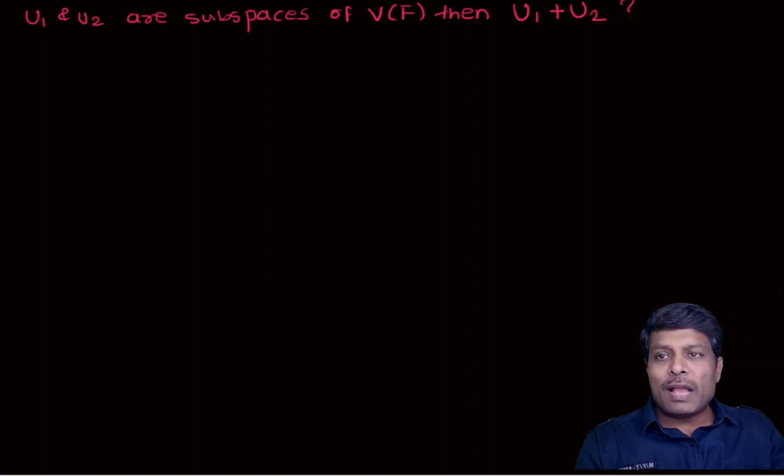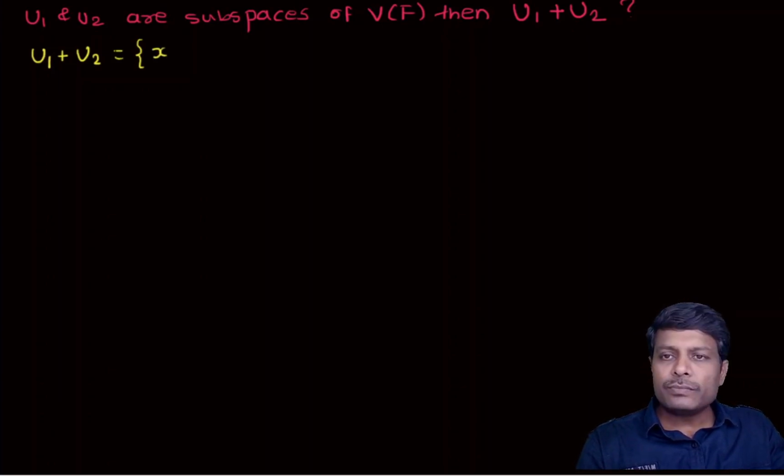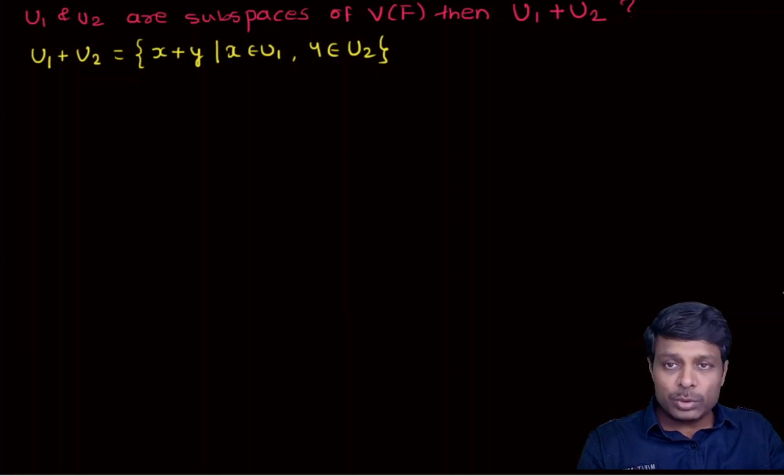So first of all, I will write how to define the addition of two subspaces. Suppose U1 plus U2, if I add like this, you take any one element from the first subspace, that is X, plus any one element from the second subspace, that is denoted by Y, such that X belongs to U1 and Y belongs to the second subspace, that is U2. So this is the actual construction of U1 plus U2. And we have to check whether this addition will be a subspace of V or not.